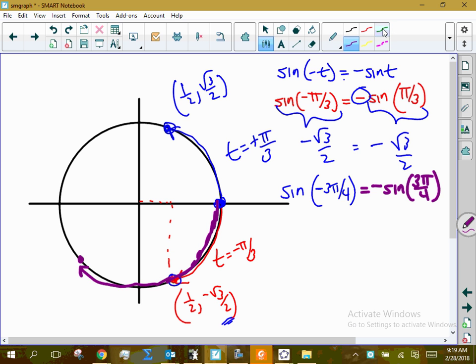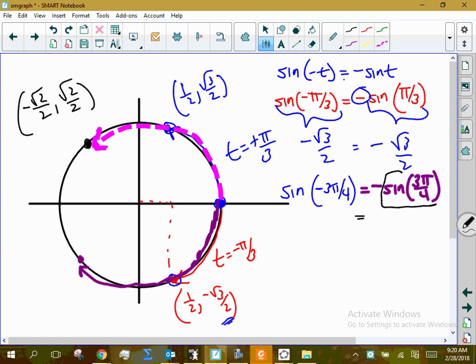Because now I can travel to there, hopefully knowing what that ordered pair is. Anybody know what the ordered pair for 3 pi over 4 is? Root 2 over 2, root 2 over 2. The x has got to be negative though, right? Now, sine of negative 3 pi over 4 is equal to the opposite of the sine of 3 pi over 4. What is the sine of 3 pi over 4? Root 2 over 2. We then need the opposite of that, right?